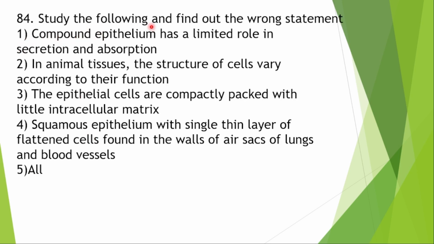84. Study the following and find out the wrong statement. Compound epithelium has a limited role in secretion and absorption. In animal tissue, the structure of cells varies according to their function. The epithelial cells are compactly packed with little intracellular matrix. And then D, squamous epithelium with a single thin layer of flattened cells found in the walls of the air sacs of the lungs and blood vessels. All of them are correct, so the right option is all.